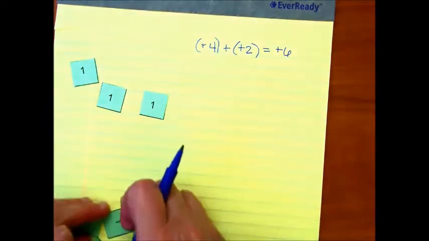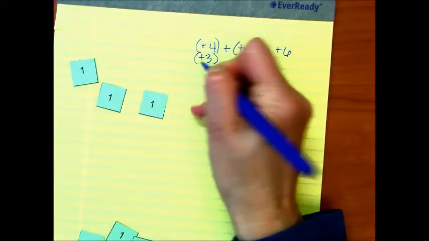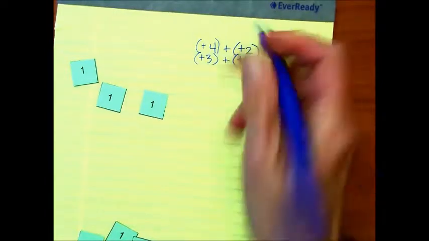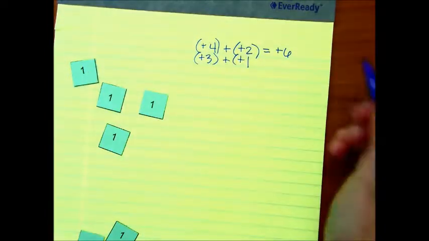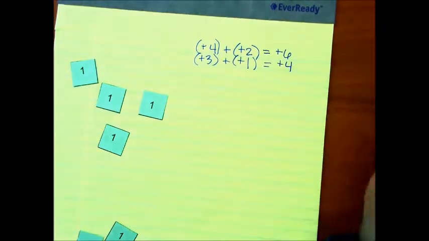Another example using just positives, say we have positive 3. And I want to add to that 1 more. How many do we have altogether? We have 4 positives.